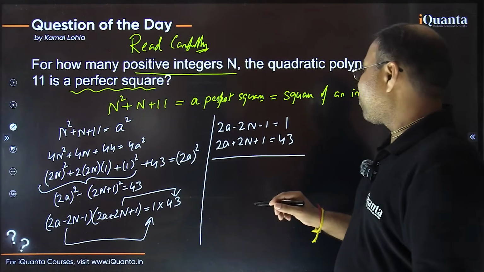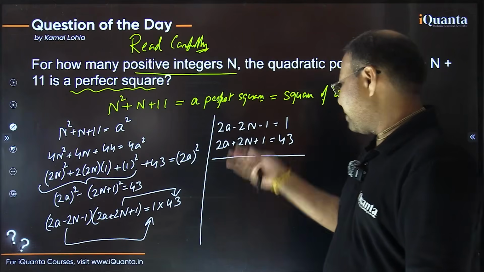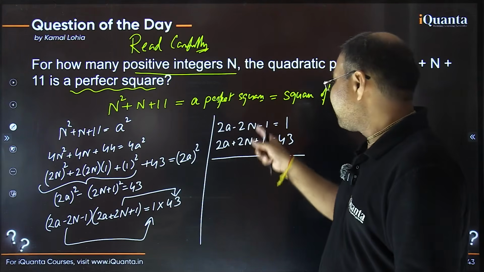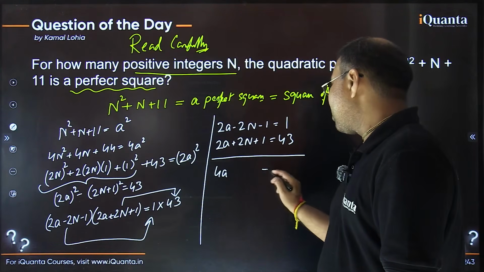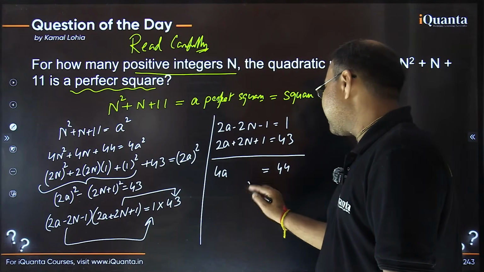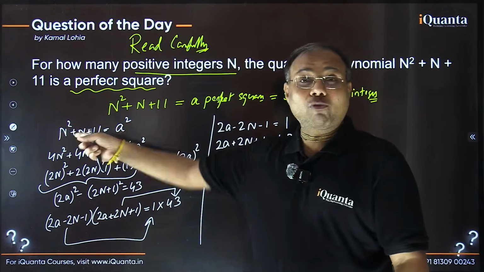So if I add these two, I will get the value of a, the other part will be cancelled. Let's do that also. If I add them, this part will be cancelled. So this would be 4a equals 44. That means a equals 11. Right? a equals 11. So basically 11 square, 121, we are making it.